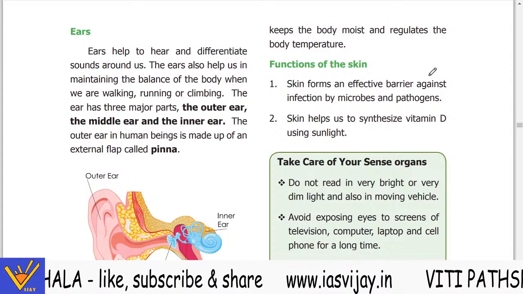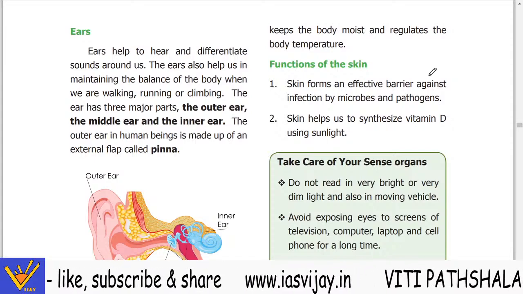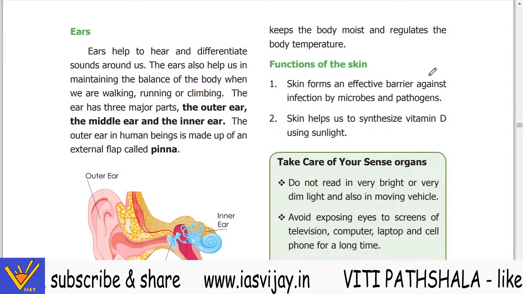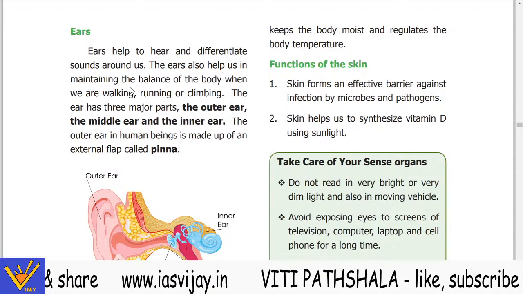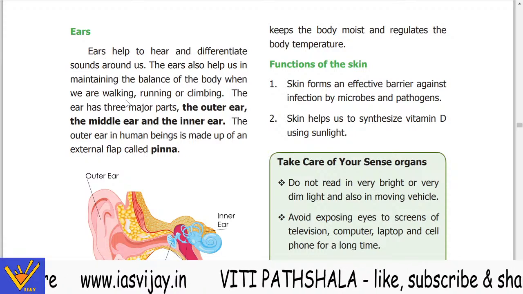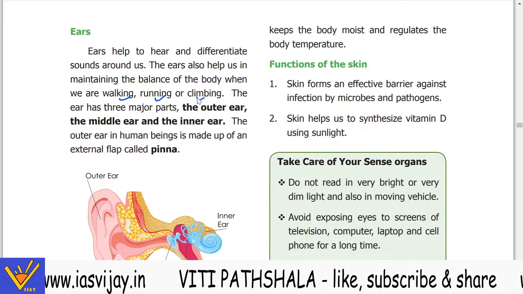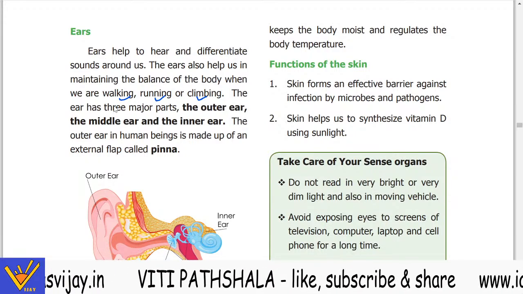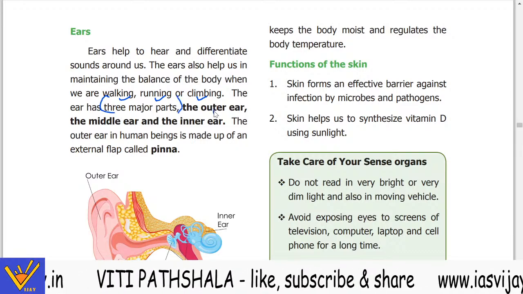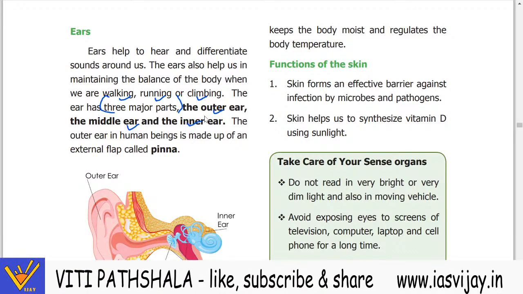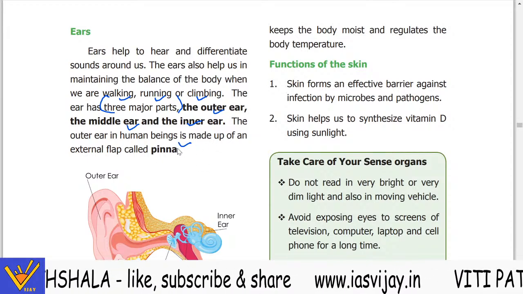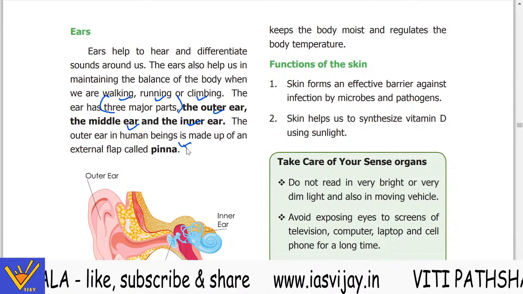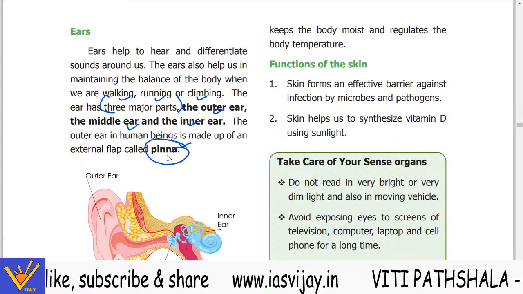Ear helps us to hear and differentiate the sound around us, कि कौन सी आवाज कहाँ से आ रही है, differentiate करने में मदद करता है. The ear also helps us in maintaining the balance of the body when we are walking, running or climbing. The ear has three major parts होते हैं इसके, the outer ear, the middle ear and the inner ear. The outer ear in the human being is made up of the external flap का बना होता है जिसको हम पिन्ना बोलते हैं.